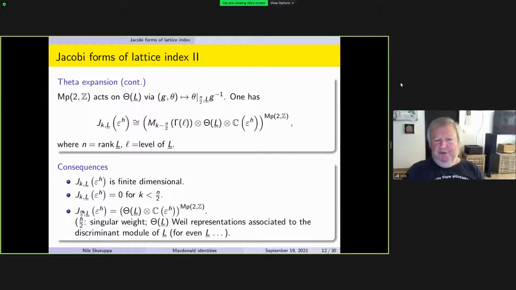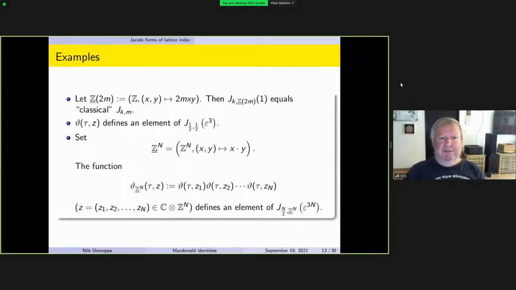And so the space of Jacobi forms of weight n over 2, where n is the rank of the lattice, is nothing else but the space of invariants of this weight representation that you have here. So it actually has nothing to do with Jacobi forms. It's just purely an algebraic object: a finite dimensional representation of Mp2(Z), and the invariants. Okay, so this weight n over 2 is called singular weight. It's for us a very interesting weight, as you will see. Okay, so that is what I have to explain here.